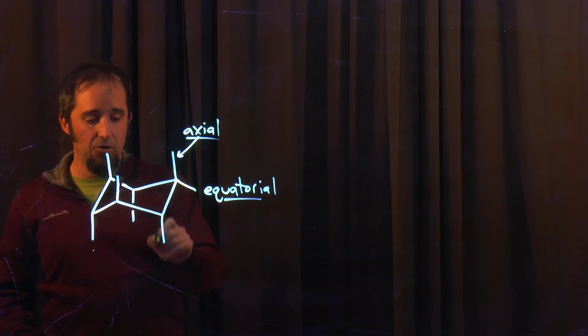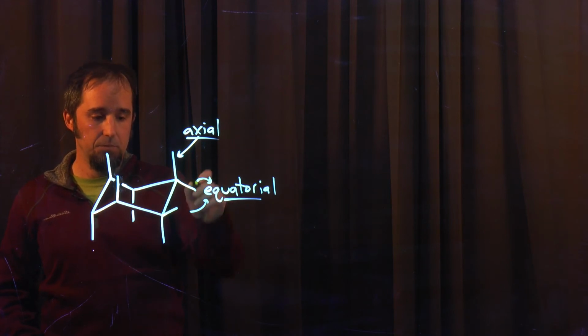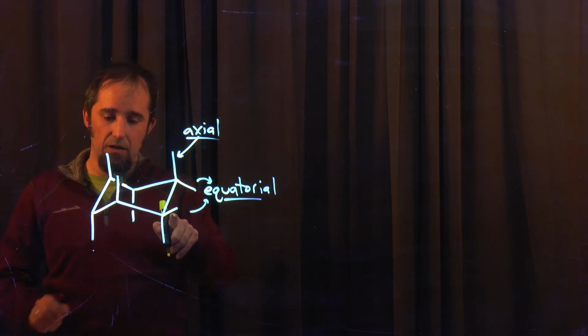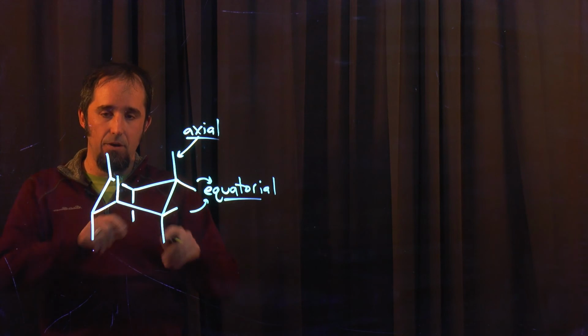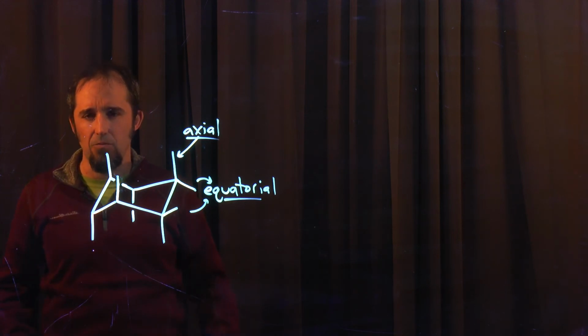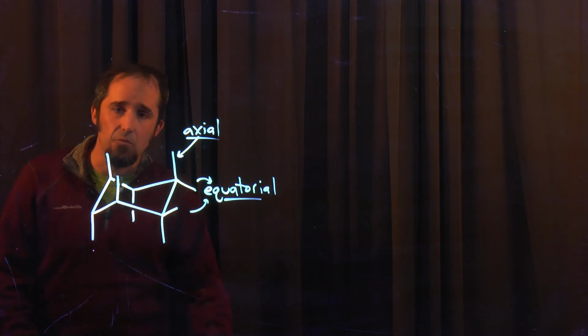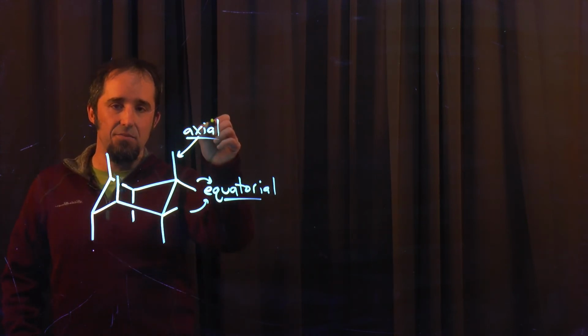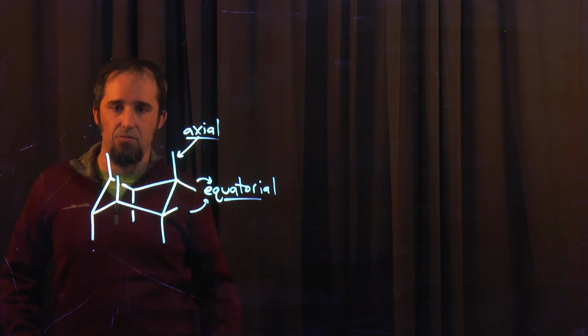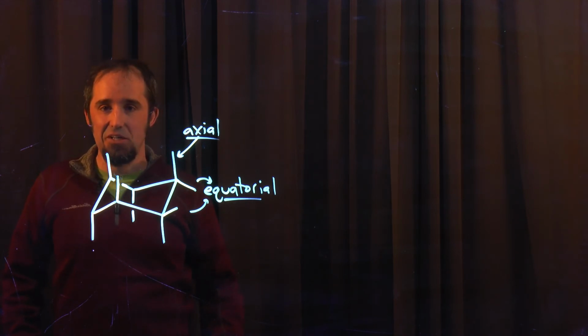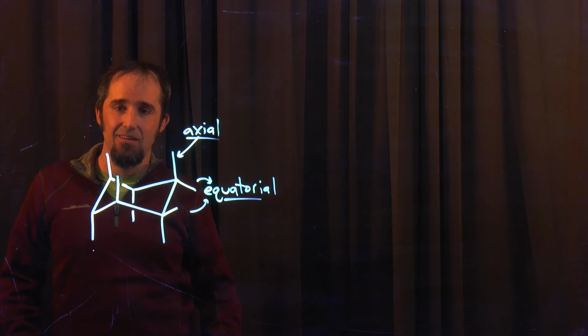Here, though, down is axial, so up is going to be equatorial. And this one is parallel to that bond and to that bond. Again, it doesn't need to be perfect, but that's what it should look like. So again, each carbon has one axial substituent and one equatorial substituent, and each carbon has one up and one down, broadly speaking.